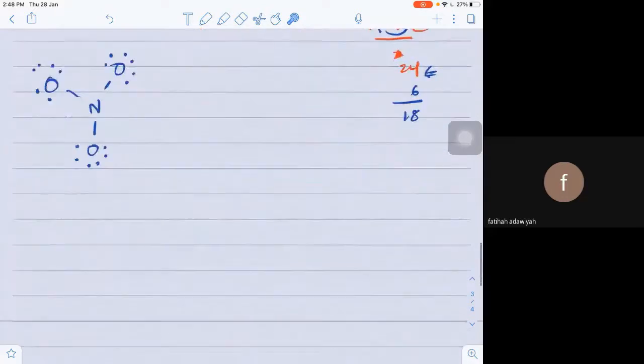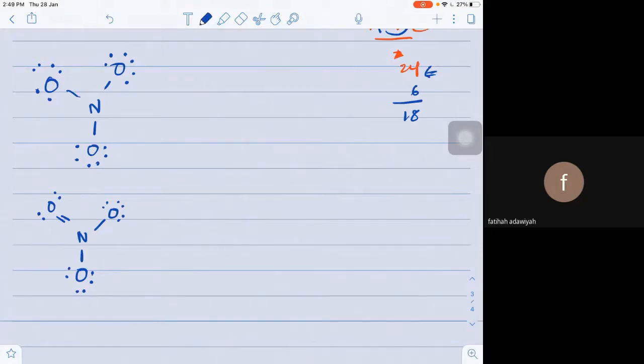So the first possible one will be nitrogen double bonded with this oxygen, single bond with this one, and single bond with another one. It will make this oxygen now only have 2 lone pairs, whereas for the other 2 oxygens, the first oxygen has 2 lone pairs, and the second and third oxygen will have 3 lone pairs when they form a single bond only.